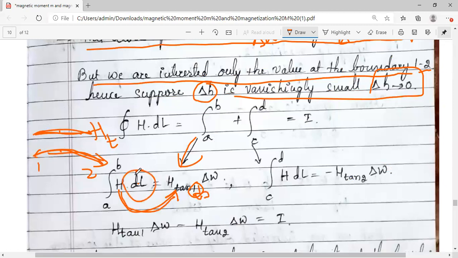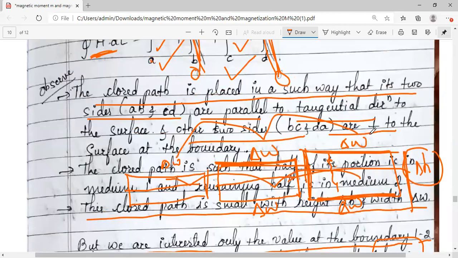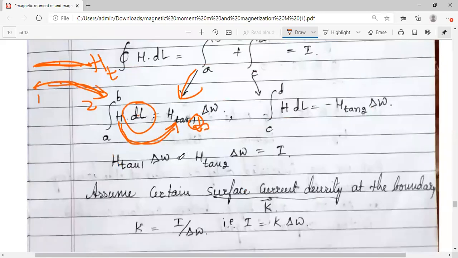And what is the length of the line? Delta L. The lengths of AB and CD, delta W, we have not changed. We have only touched the heights. We have reduced the heights. So length is delta W only. So DL will become delta W. This is for AB line. What about CD line?